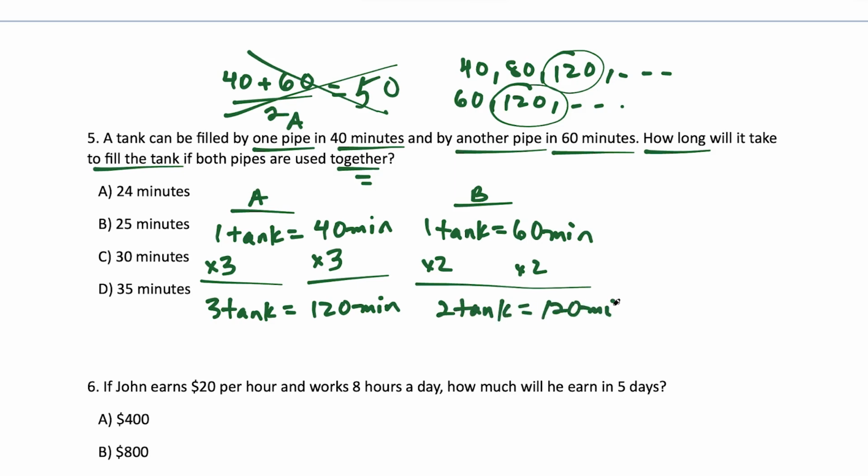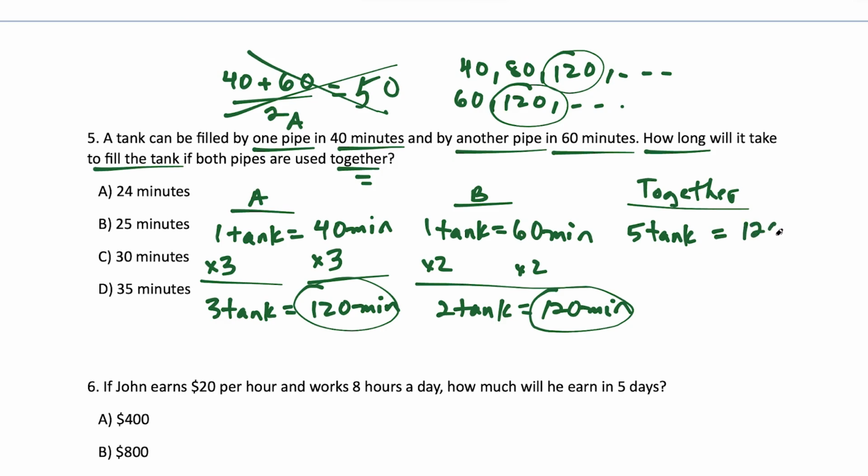So now that the times match, we could start talking about what they could do together. So now I'm going to say together. If you just think about this logically, if pipe A fills 3 tanks in 120 minutes and pipe B fills 2 tanks in 120 minutes, if they work together, that means they're going to fill 5 tanks together. So 5 tanks in 120 minutes. Now if we want to know how fast they can fill up one tank together, we just divide both sides by 5.